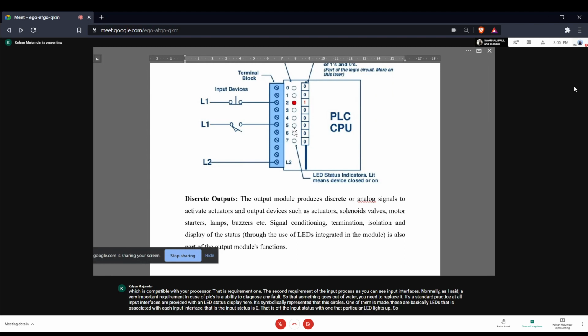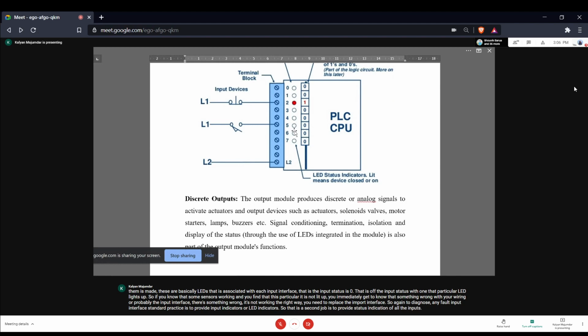So if you know that some sensor is working and you find that this particular LED is not lit up, you immediately get to know there's something wrong with your wiring or probably the input interface. It's not working the right way, and you need to replace the input interface. So again, to diagnose any fault in the input interface, standard practice is to provide input indicators or LED indicators. So that is the second job, to provide status indication of all the inputs.